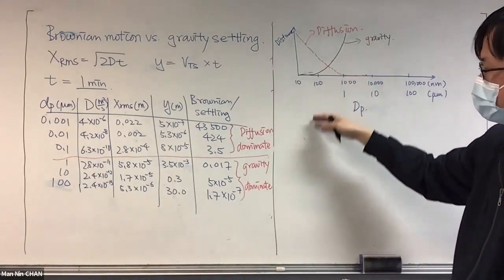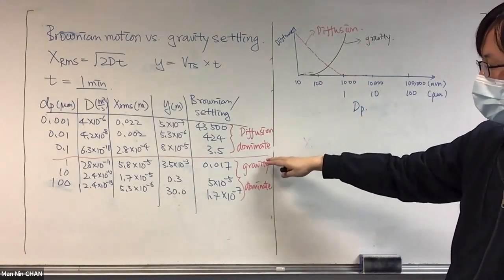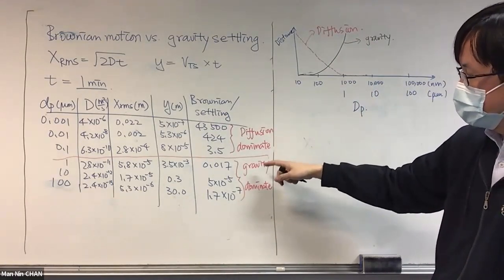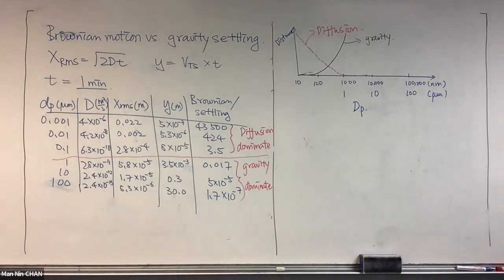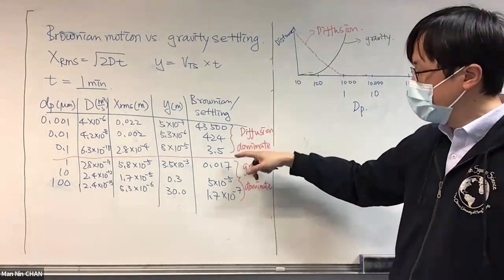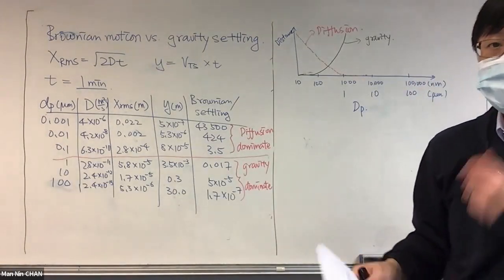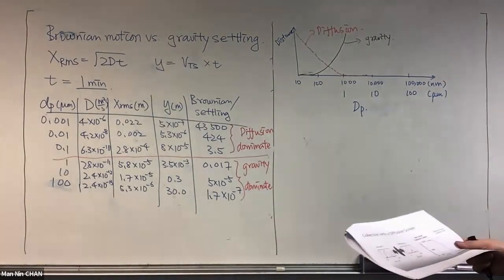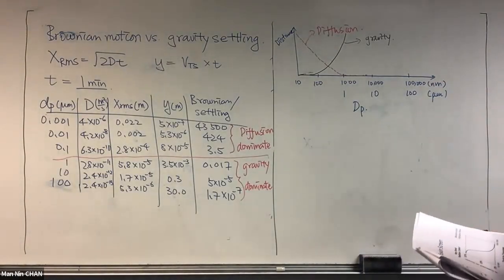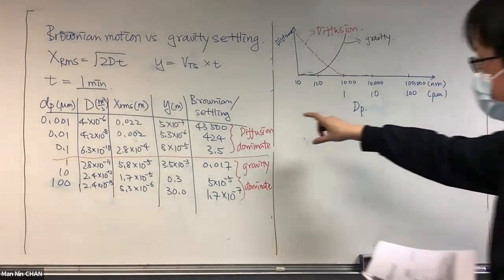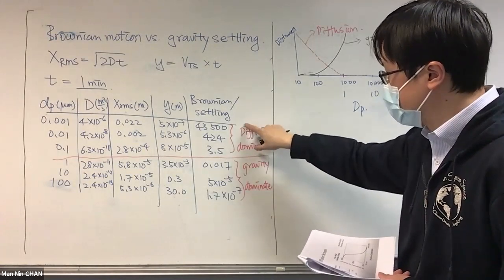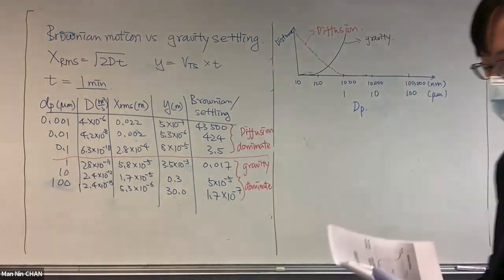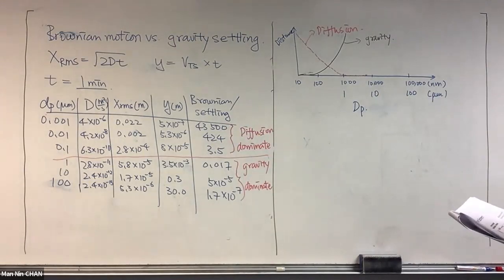Just another way to present this is: for PM1 or larger than PM1, we always think about gravity as dominant. And then for smaller particles, say less than PM1, we will talk about diffusion. So now you can see that for small particles, we can remove them by the diffusion process. So how can we collect these small particles?